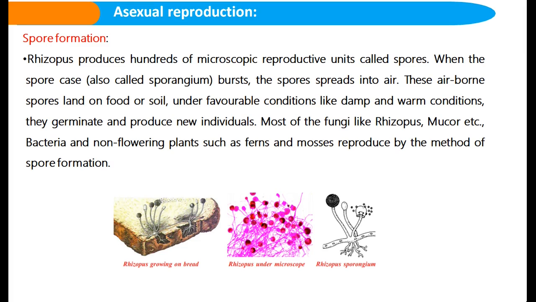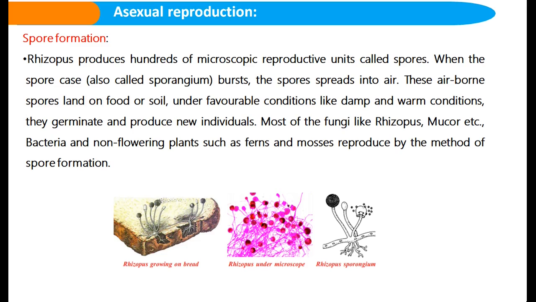Spore formation is a mode of asexual reproduction. Rhizopus produces hundreds of microscopic reproductive units called spores. Rhizopus is a fungus which generally grows on bread. When the spore case, that is sporangium, bursts, the spores spread into the air. These airborne spores land on food or soil under favorable conditions like damp and warm conditions. They germinate and produce new individuals.